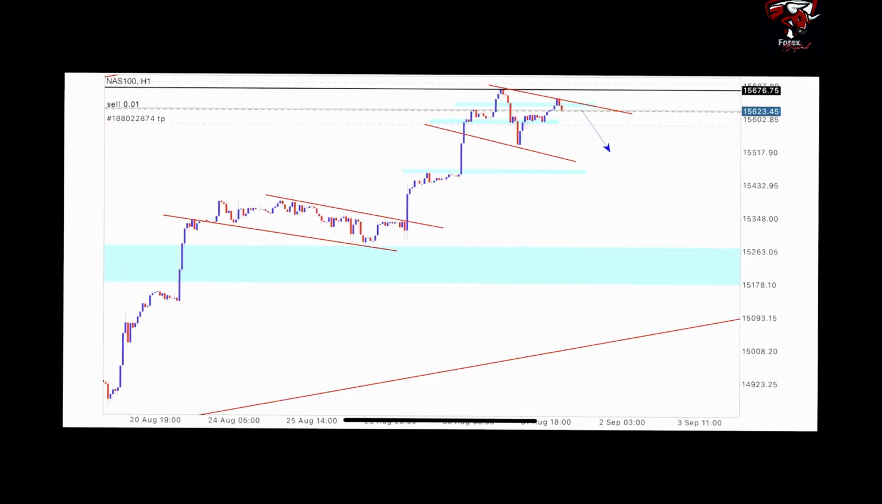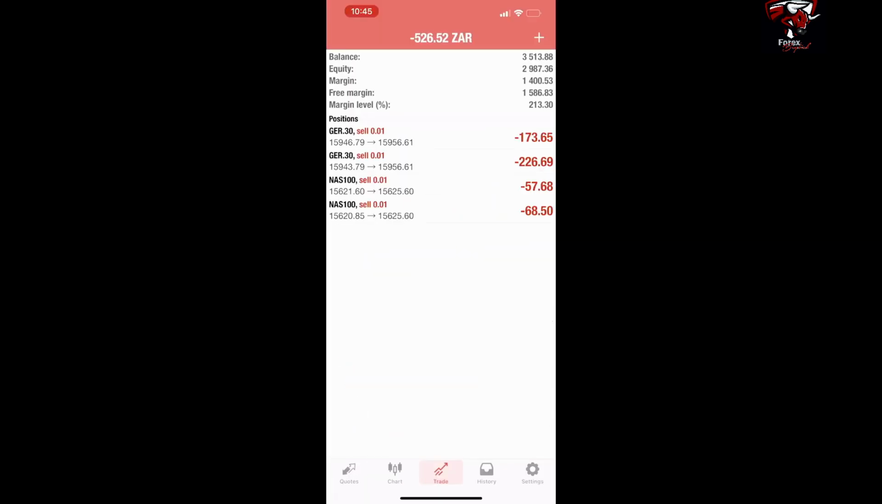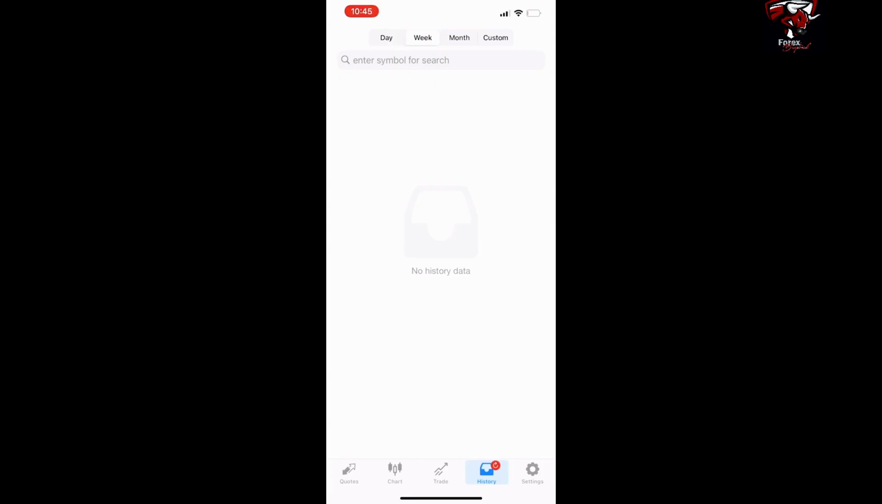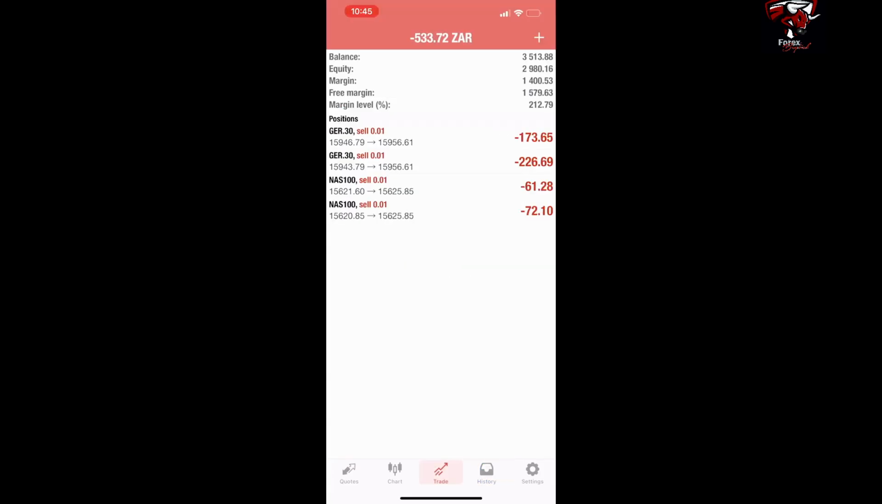As you can see, guys, I did place my take profit and my stop loss. Let's check the account. As you can see, guys, this was my trade from yesterday and this is me today, guys. Let's check how the account grows.